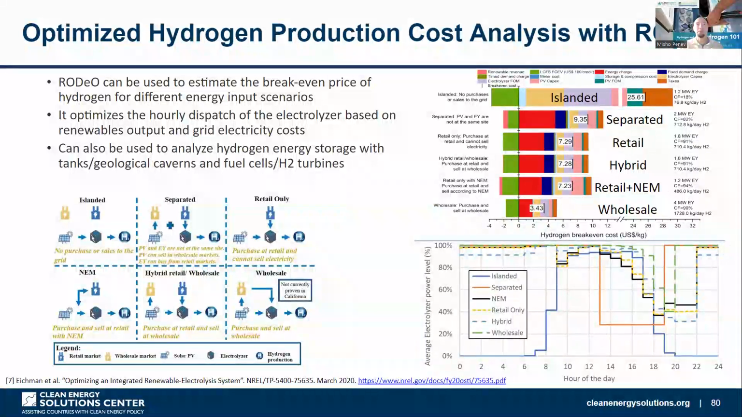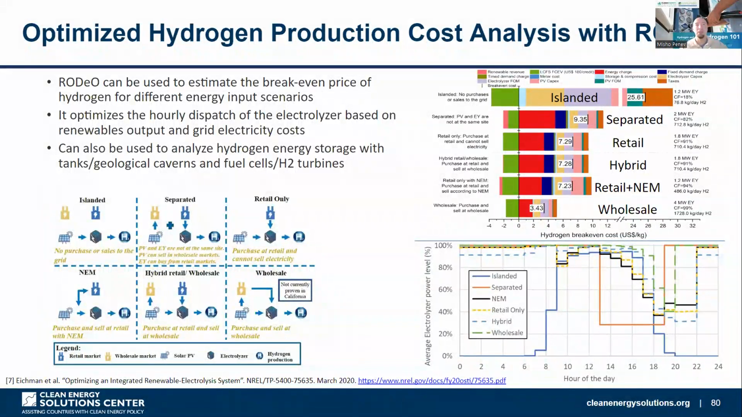So in the bottom left, you can see different scenarios that were modeled. I'm not going to go over all of them, but for example, one of the scenarios is to connect hydrogen directly with a set of resources, be that solar and wind. That would be called an islanded scenario, where the resources are not able to provide excess electrons to the grid, and the grid is not able to provide electrons to the electrolyzer when the wind and the solar are not available.